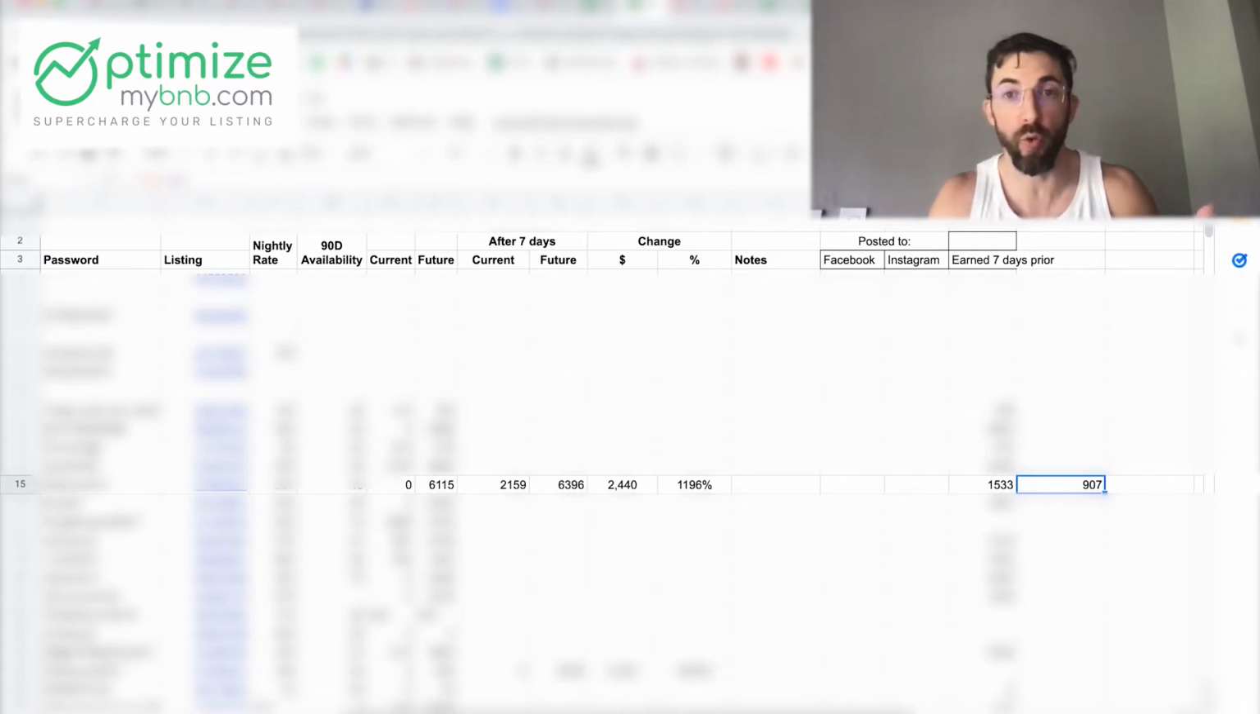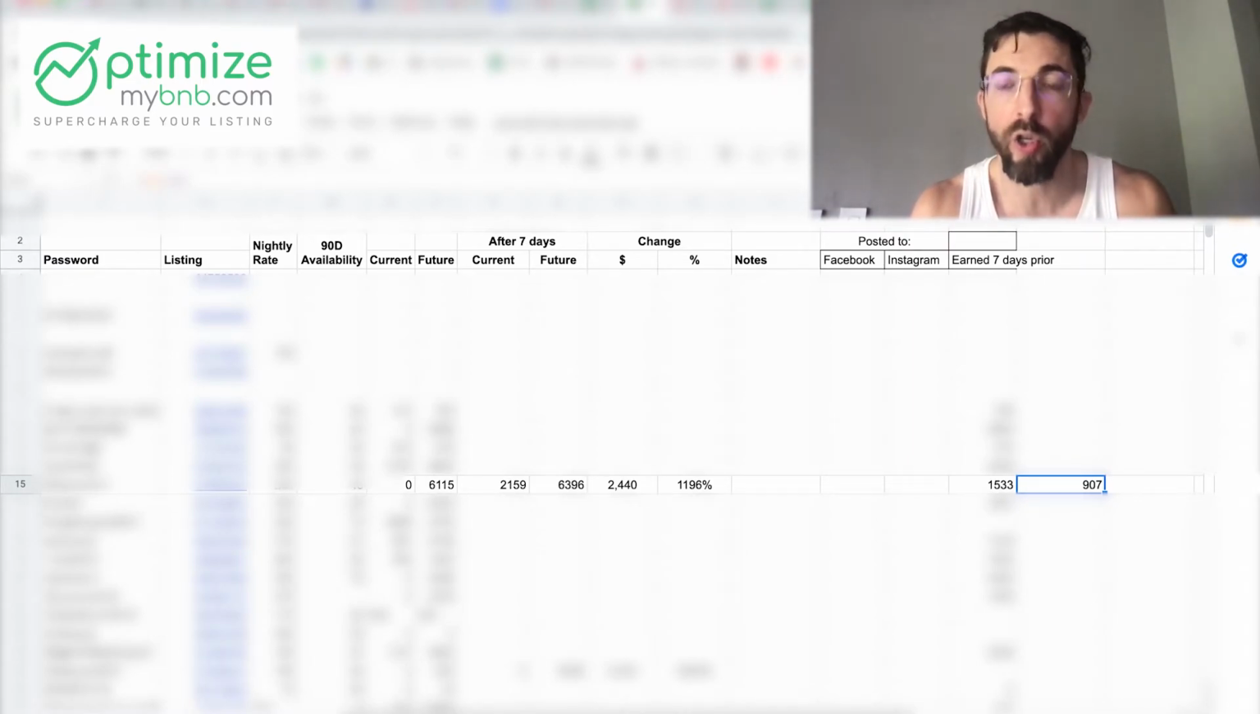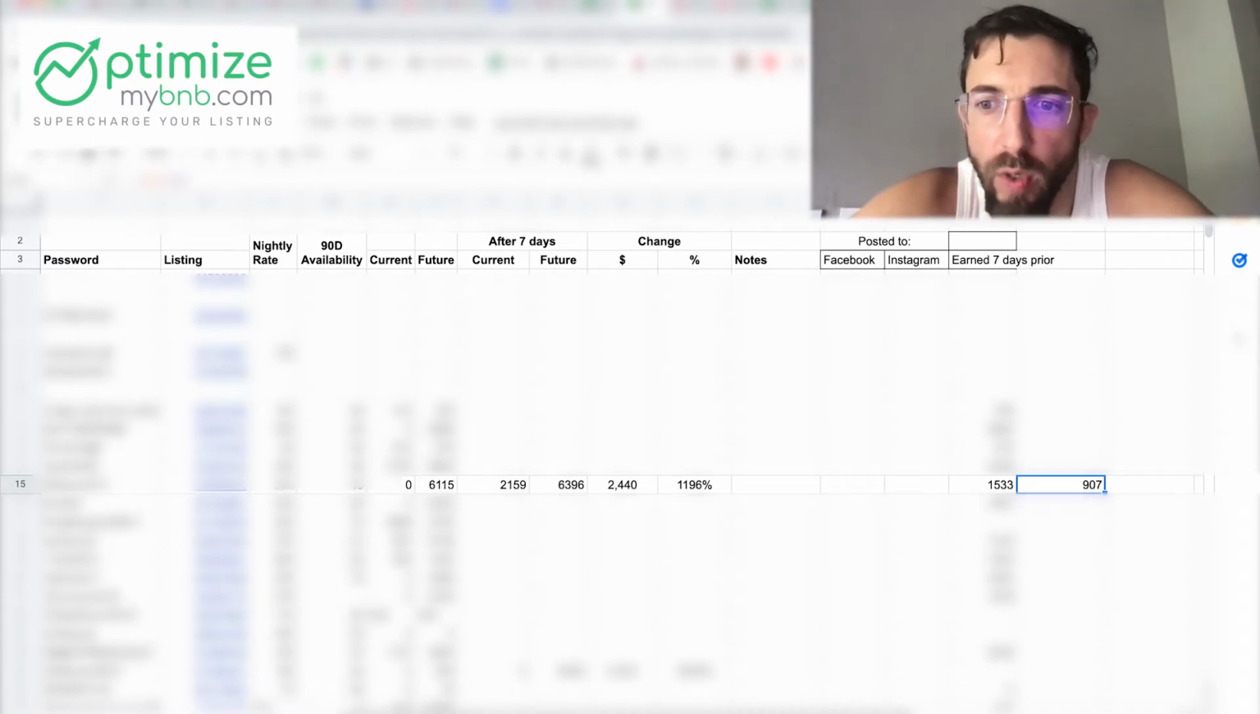Superhost optimization is $300. They made $907. That is a 3x return on your money in 7 days. That's unheard of. No, I'm not trying to overvalue what's going on here.